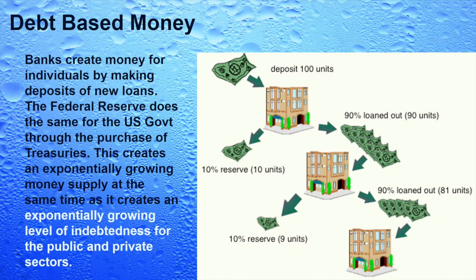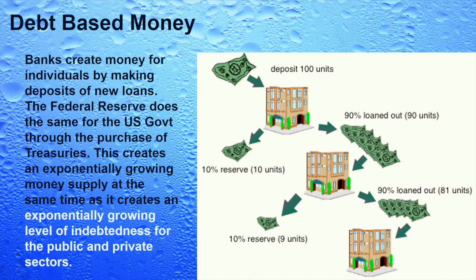Now, banks create money for individuals by making deposits of new loans. This process creates more and more and more debt, as those deposits are deposited in new banks, and with the reserve requirement in those new banks, new money is developed out of the money that used to be someone else's debt. The Federal Reserve does the same for the U.S. government through the purchase of treasuries.